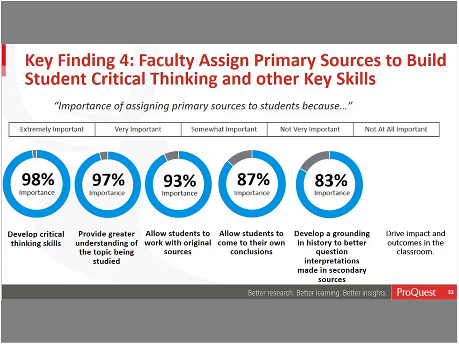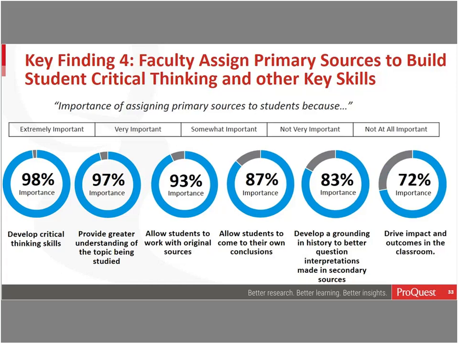The next answer response was to develop a grounding in history to better question interpretations made in secondary sources. As the research process happens, students begin to question secondary resources that previously they may have taken at face value. As students find sources on their own, they may challenge what they're learning, have debates, and discuss what really happened in history. They develop their own viewpoints and write their papers on that viewpoint. This is all very tightly tied to the development of critical thinking skills.